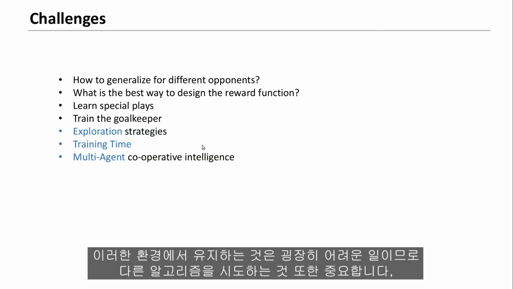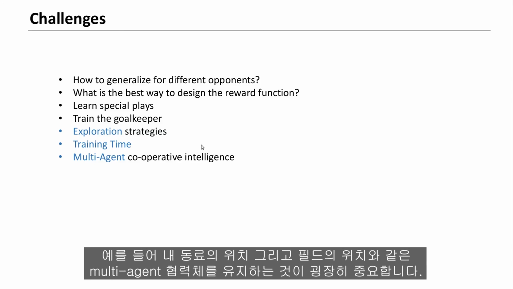So you should try different algorithms and, for example, knowing the actions of your teammates and knowing the global state to try to get multi-agent cooperation.